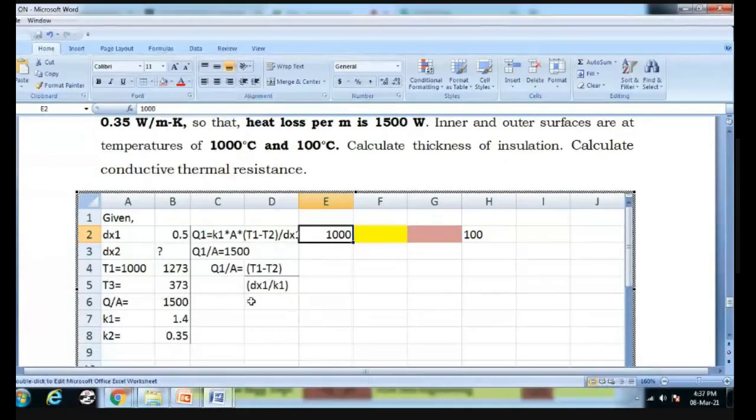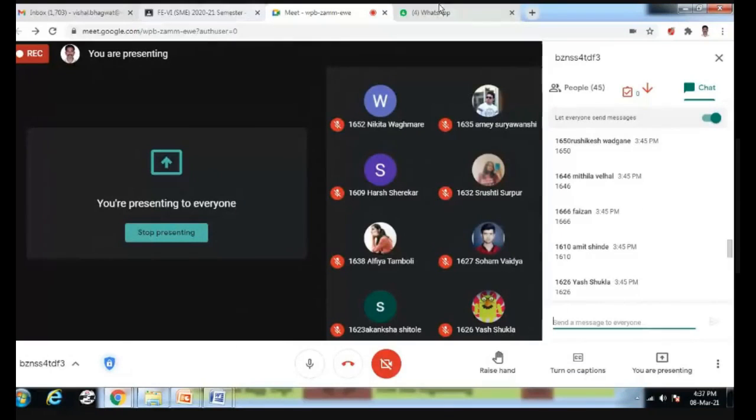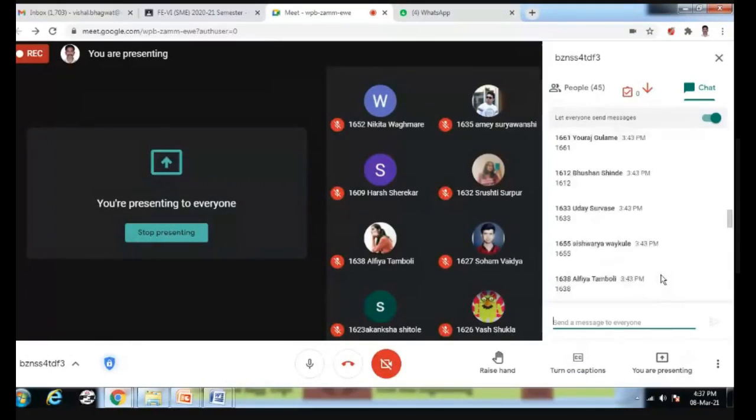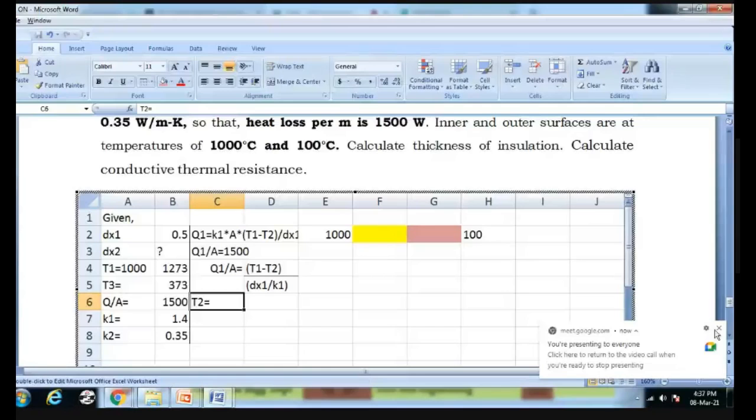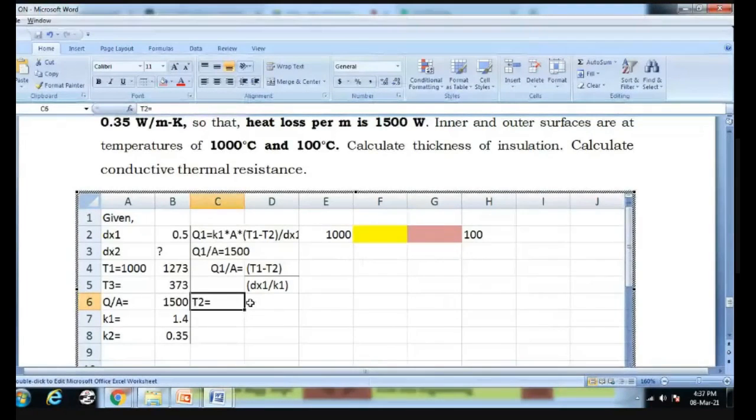Tell me only the value of T2. What is T2? Solve it, or you can post here, start typing your roll numbers, you can post your answer here. T2.